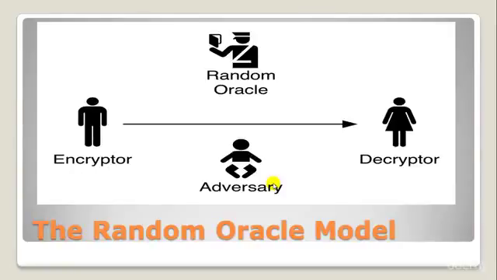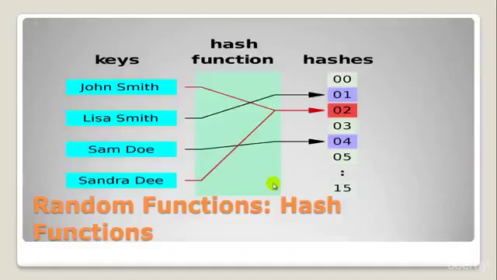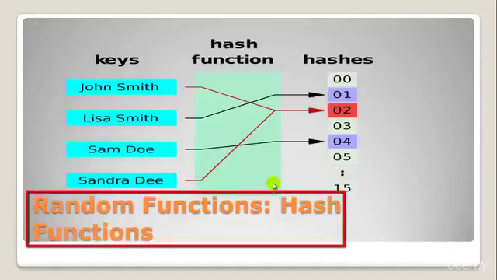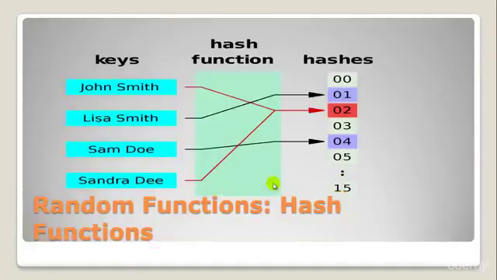The user takes a diskette to the cipher machine, types in a key, issues an instruction, and the data gets transformed in an appropriate way. That's how it works, to be more specific. Similar to the random oracle model, we also have random functions, that is, the hash functions. As you can see, it's quite self-explanatory.